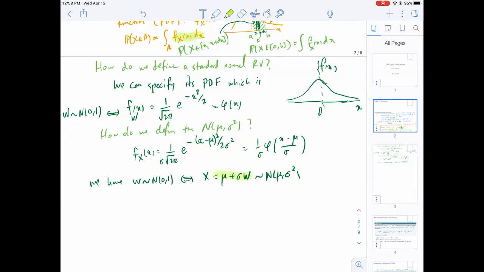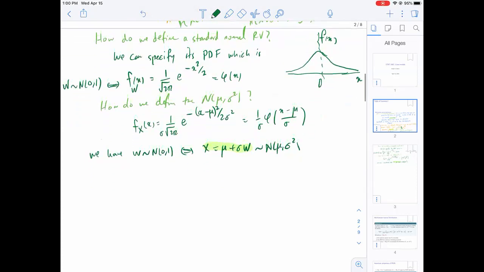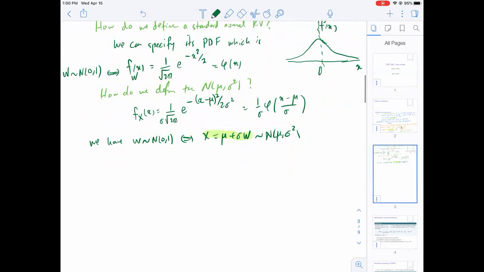And if you know how to transform a density once you transform a random variable, this is a transformation of a random variable. This is, as we'll see, an affine transformation. An affine transformation of a normal variable is another normal variable, and then you can compute the CDF. But in any case, so that's the CDF of a general normal distribution.